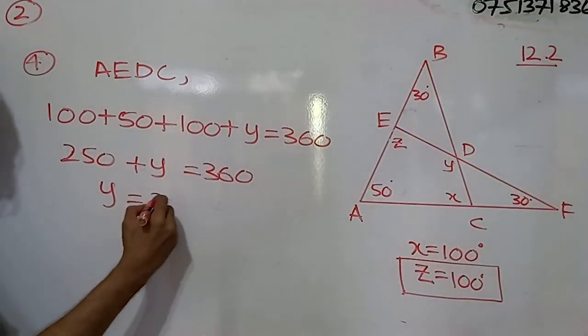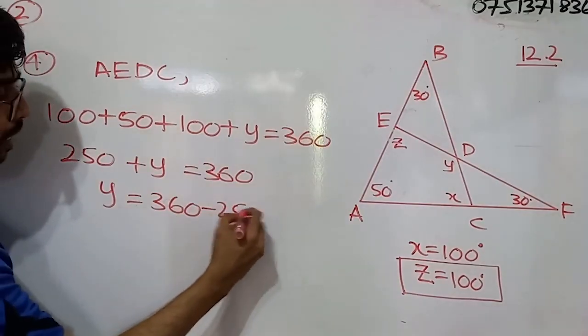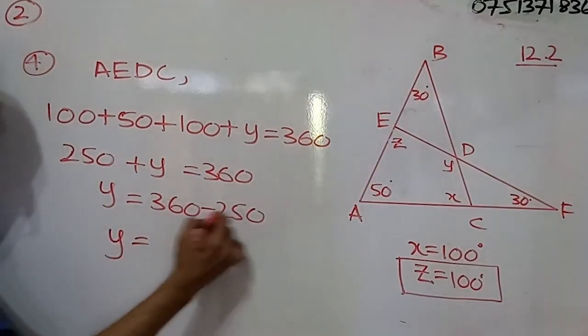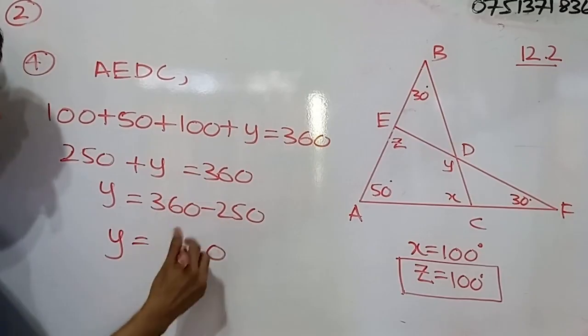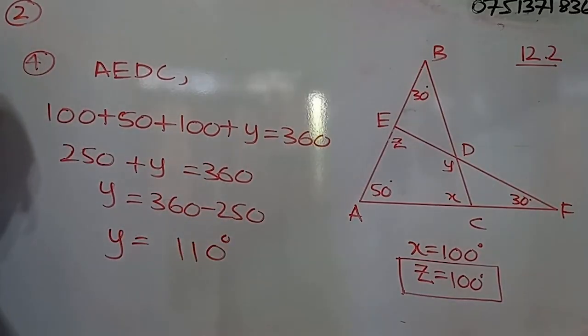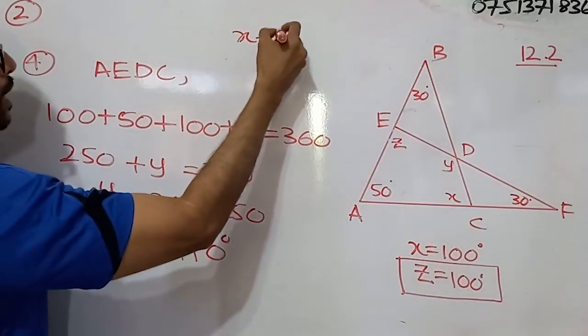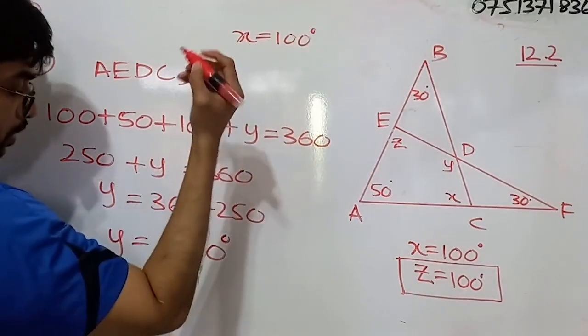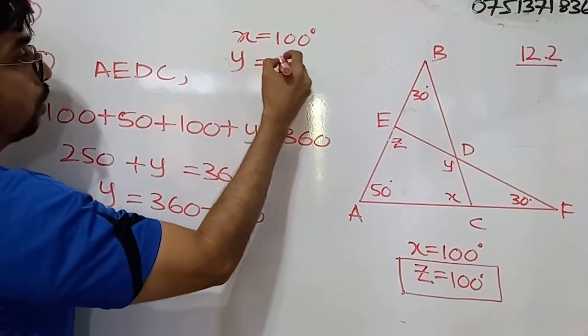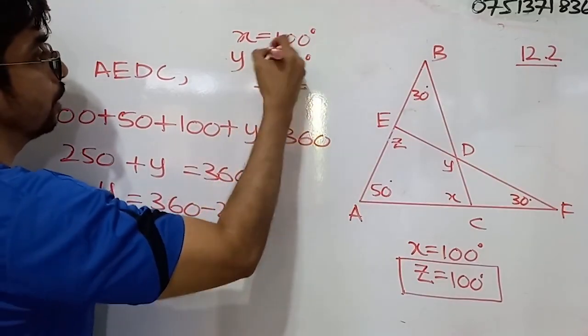Y is equal to what? 360 minus 250. 0 minus 0 is 0. 6 minus 5 is 1. 3 minus 2 is also 1. So Y is 110. So the value of X is 100 degrees, and the value of Y is 110 degrees. So those are the values.